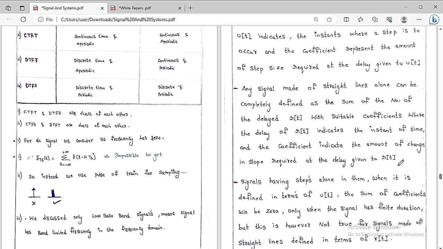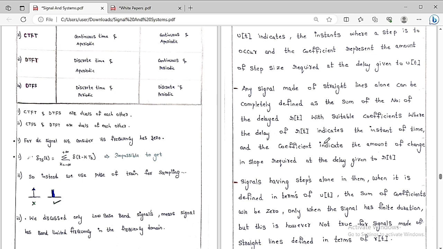So what is the meaning of this one? The meaning is very simple. So here, suppose a signal is there, and it is having only straight lines. Then how are we going to represent it? We are going to represent it only with the help of r of t. R of t is the ramp signal. So wherever there is a delay, there you have to use this instant, and the coefficient is nothing but the slope of the graph, the slope of the line.